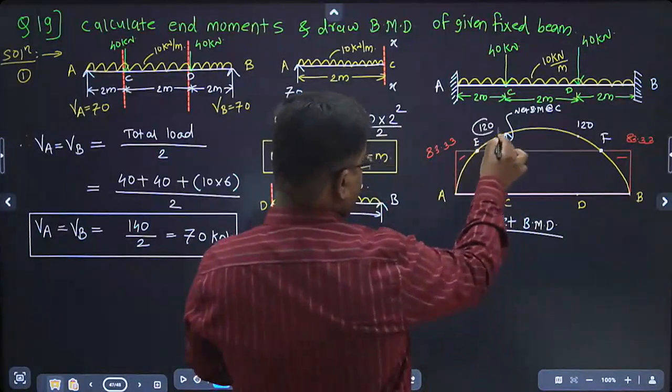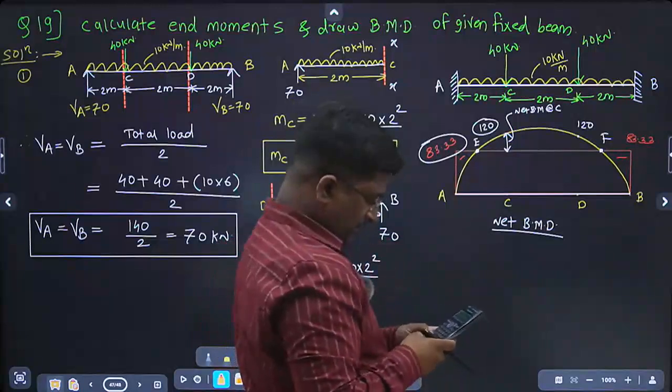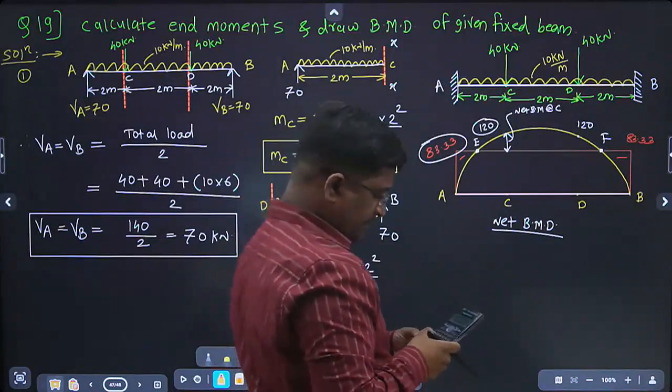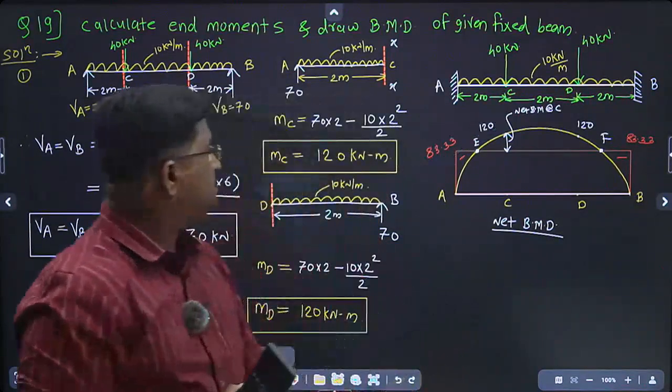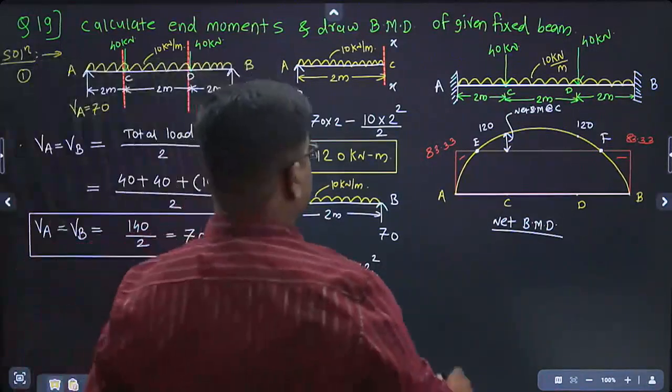Okay, how to calculate net bending moment at this point? From the mu diagram, subtract this value. Means 120 minus 83.33. Answer is 36.67. Correct answer.